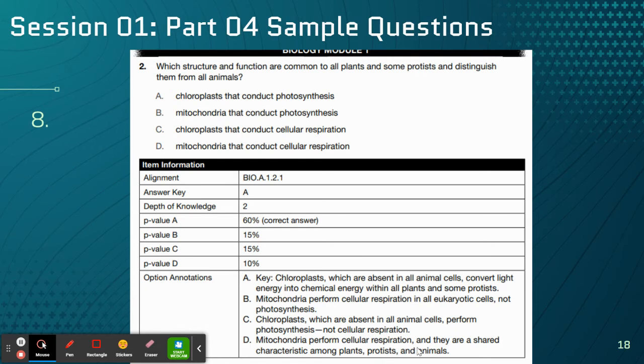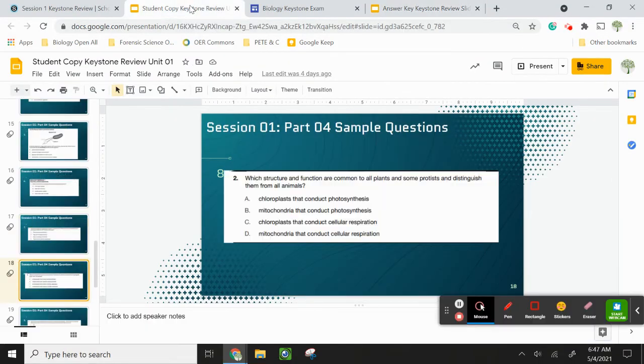They are shared characteristics among plants, animals, and protists. You will find these mitochondria, not in prokaryotic, I don't know why I said that, in plants and animals, and they perform cellular respiration. So that's not what makes them different. And that's what that word distinguish means. What distinguishes them from animals. It's another way of saying what makes them different. So, all right, number 9.